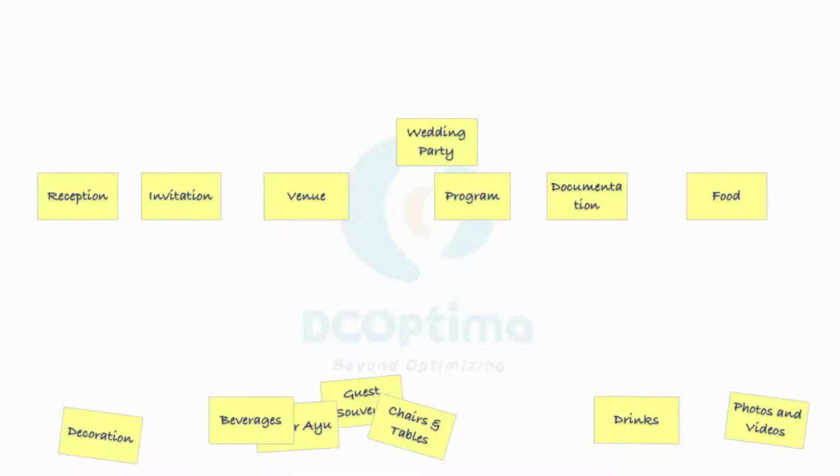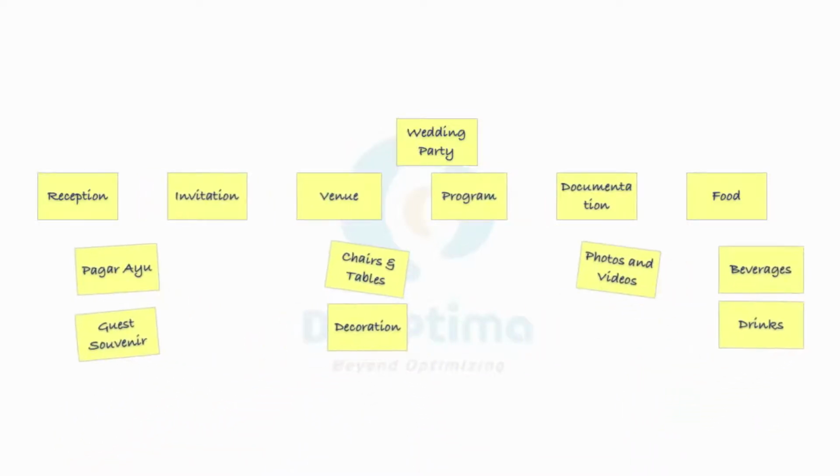We need to figure out the constituents of each major deliverable. Oh, beverages and drinks are the same thing. We need to rearrange this and add a new major deliverable: catering.